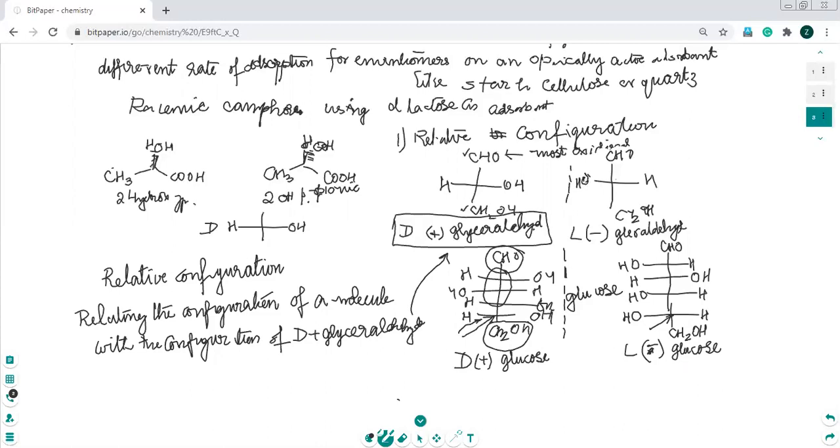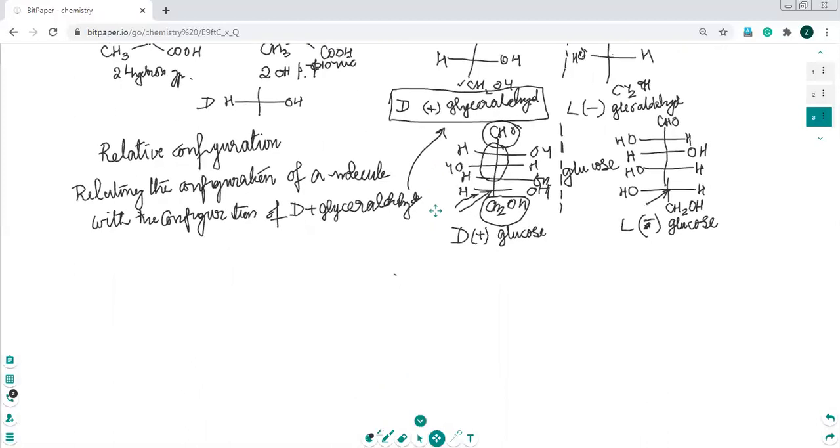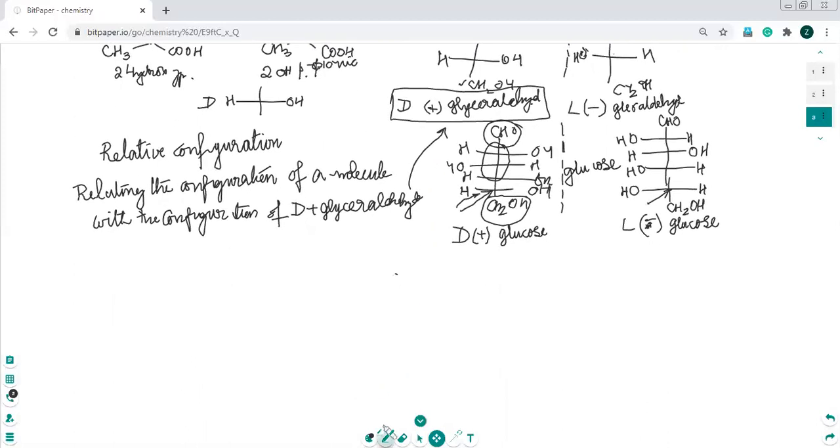Now, there is one more terminology which is there in your book. I don't know whether somebody is going to use it or not. There is a term used, erythro and threo, just like your D and L. The erythro and threo compare the two carbons here, these two carbons.